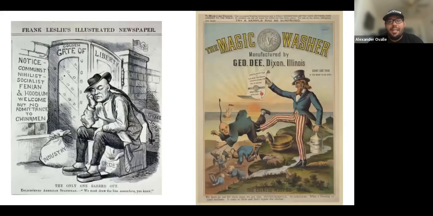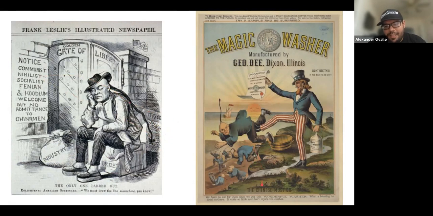So here you have some anti-Chinese political cartoons. The Golden Gate of Liberty, obviously San Francisco. Notice communist, nihilist, socialist, Fenian, and hoodlum welcome, but no admittance to the Chinaman. And look what the Chinaman is sitting on. He brings bags of industry, order, sobriety, and peace, and he's barred. But a communist, a socialist, a hoodlum could be welcome here.